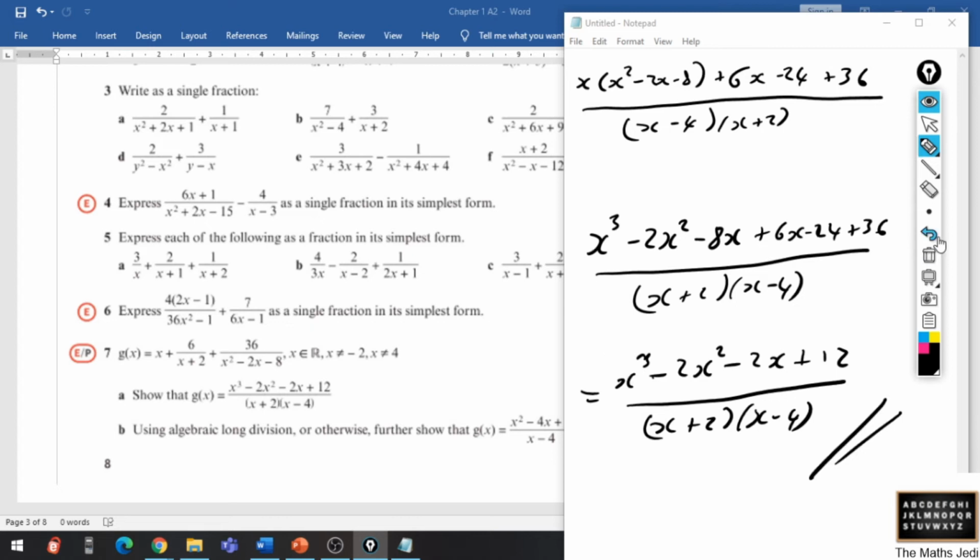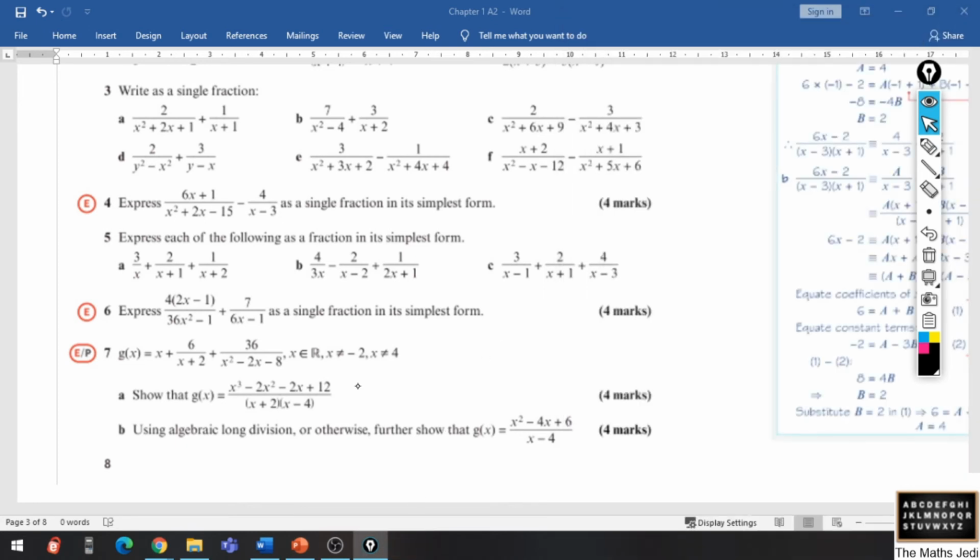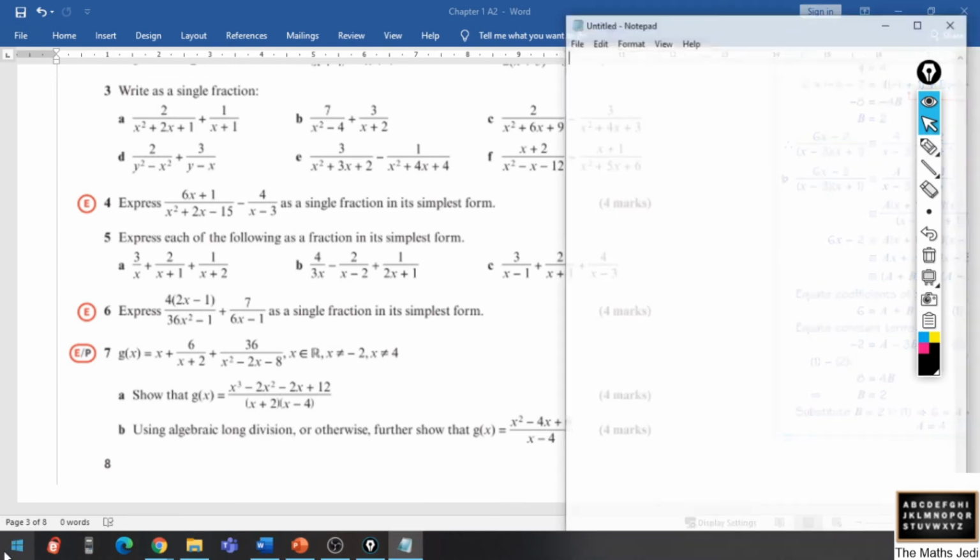So I'll trash my annotations real quick and then look at the last part. I need to see the question, so I'm just going to get rid of this momentarily. And you can see they're saying, using algebraic long division or otherwise, further show that g of x equals x squared minus 4x plus 6 over x minus 4. So this is going into some of the polynomial manipulation that you did at AS level. So let's pull up my sheet once again.